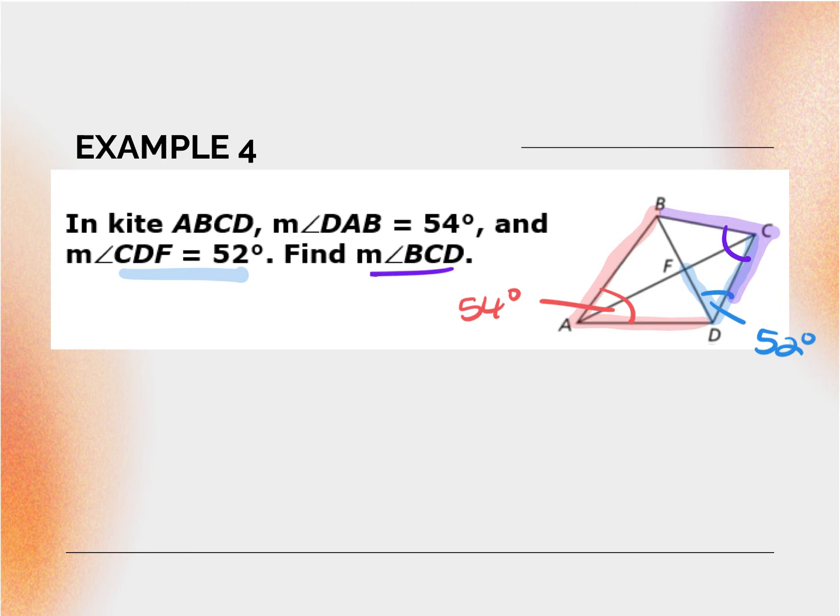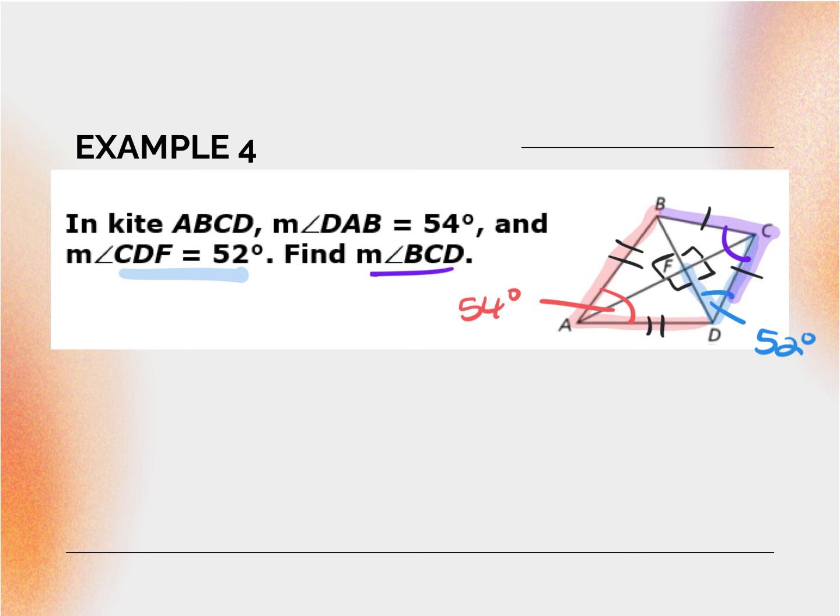Now, I also know in my kite, I've got congruent consecutive sides. So BC would be congruent to CD. AB would be congruent to AD. I also know that my diagonals are perpendicular. So I've also got 4 little right triangles here that are formed by those diagonals.